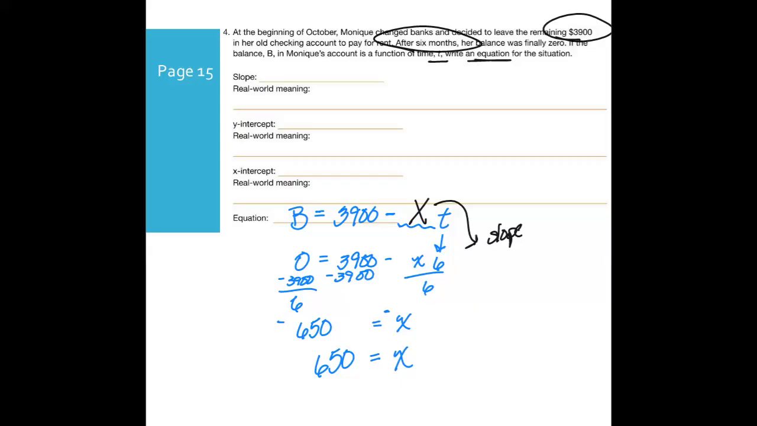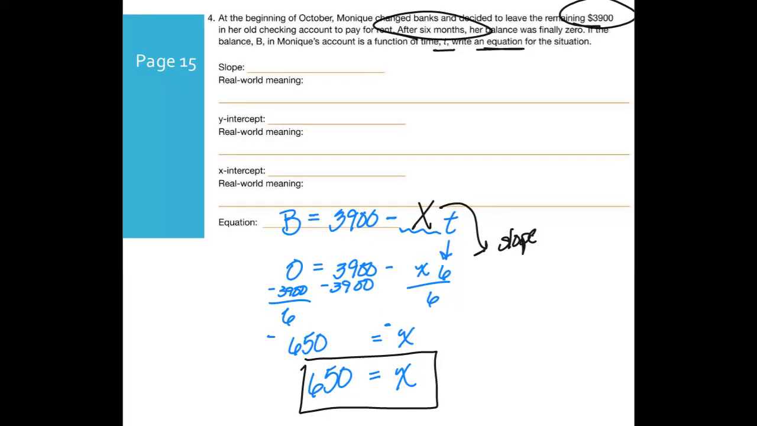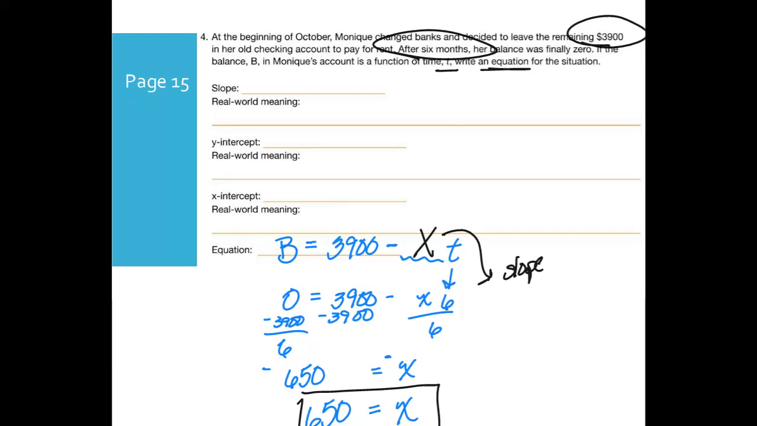B is 3,900 minus, we said x times t, where x is our slope. And we said that t was after 6 months. We subtracted 3,900, we divided by 6, and we got x is equal to $650. So x in this case was my slope as I had it set up here in my equation. So what is my slope? Up at the top, what would my slope be here?